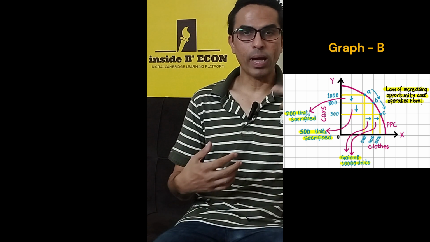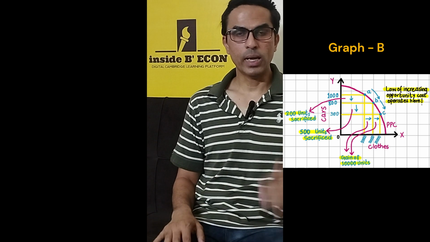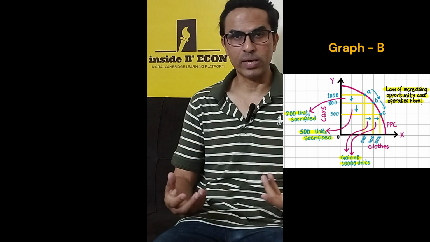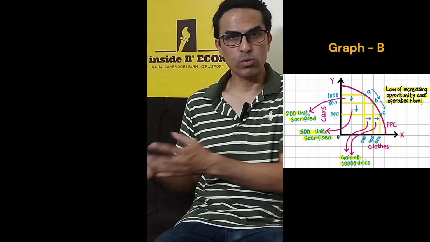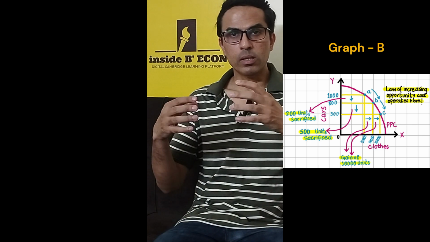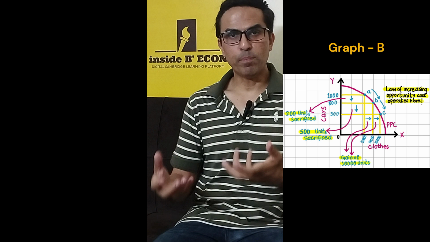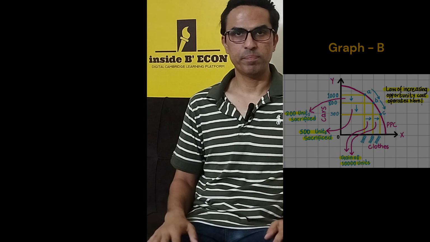But now look at the units of cars being sacrificed. Now it is 500, right? From 800 to 300. So it means that more units of cars will be sacrificed to obtain the same 10,000 additional units of clothes. So it means the opportunity cost is increasing. So that brings us to the law of increasing opportunity cost.